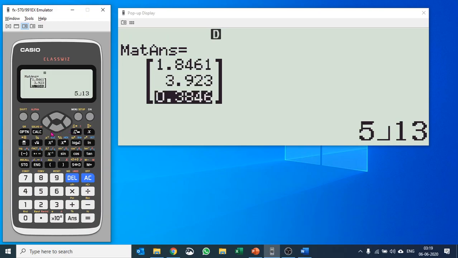So this is how we solve a system of linear equations using the matrix method.